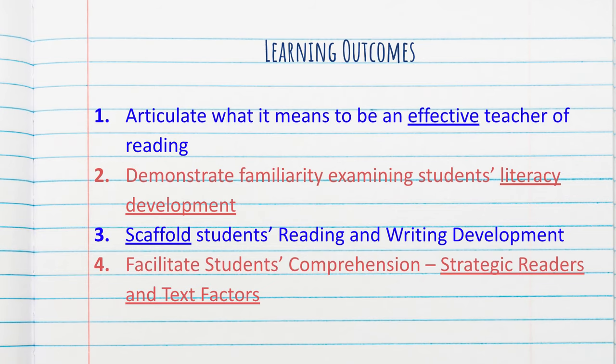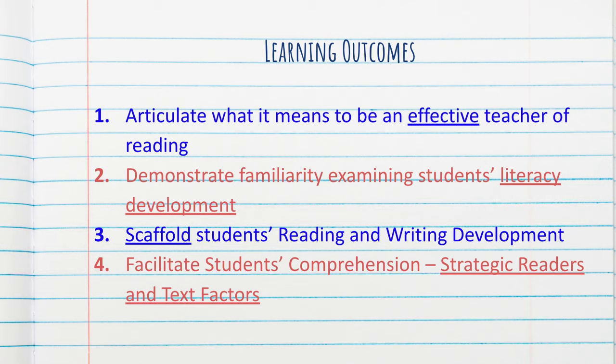If you check the syllabus, you will see that there are actually 9 learning outcomes, but there were 4 in particular that I wanted to highlight to give you a general idea of where we're heading in this course. The first goal or outcome is that we want to be able to articulate what it means to be an effective teacher of reading. Of course, you can expect to read some current research and learn about best practices of an effective literacy instructor.